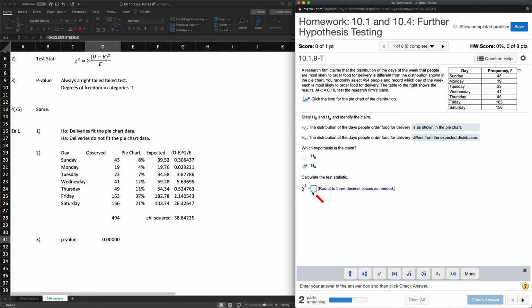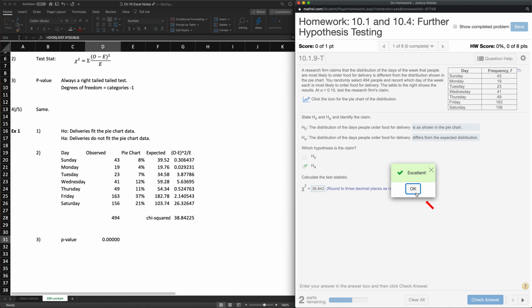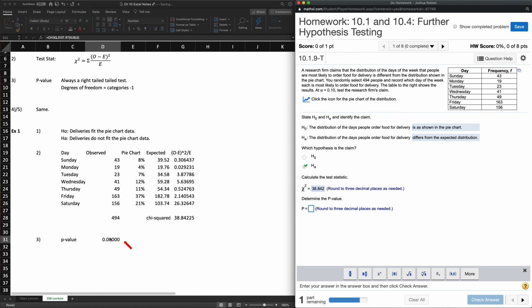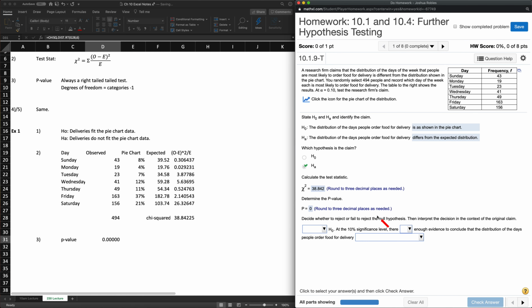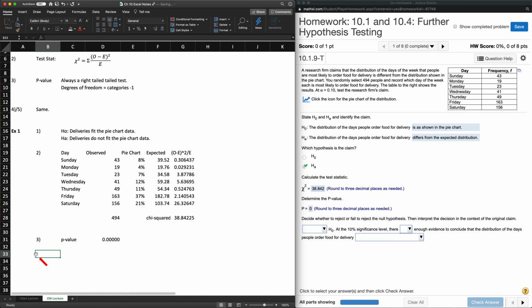Okay, so let's input our test statistic, 38.842, so 3 decimal places. And our p-value, rounding to 3 decimal places, this is just still 0. And so, thankfully, every time we can test with a p-value, all of our decisions at the end all stay the same. This is a very small p-value. I don't even need to go back and look at alpha, but alpha was a large alpha of 10%. So we are going to reject the null hypothesis.